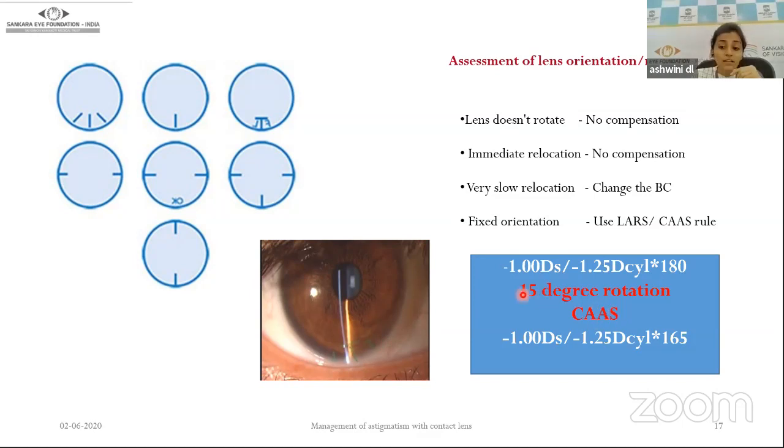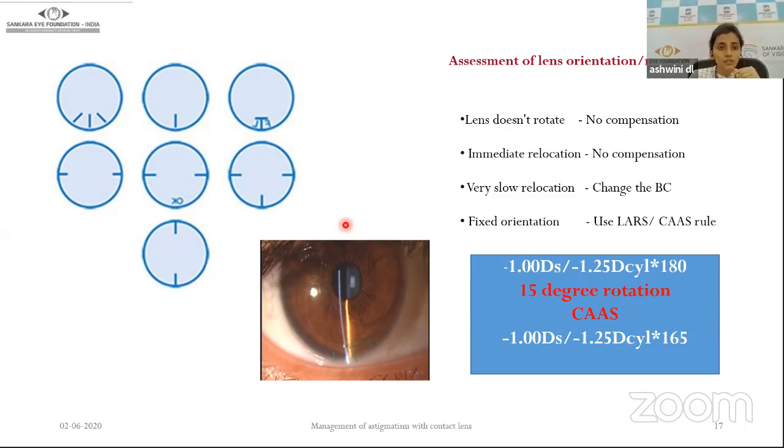So the degree of rotation we have to subtract from the spectacle prescription axis. So the patient's final prescription, after the compensation of the rotation, will be -1 diopter spherical with a -1.25 diopter cylinder, axis 165. So this is about the rotation marks. We should know in which brand which type of markings will be present, how we can assess this, and in case there is a relocation, what to do. And in case there is a fixed orientation, based on the movement of the orientation mark, clockwise or anti-clockwise, you have to do a compensation. That was a short detail about the soft toric.